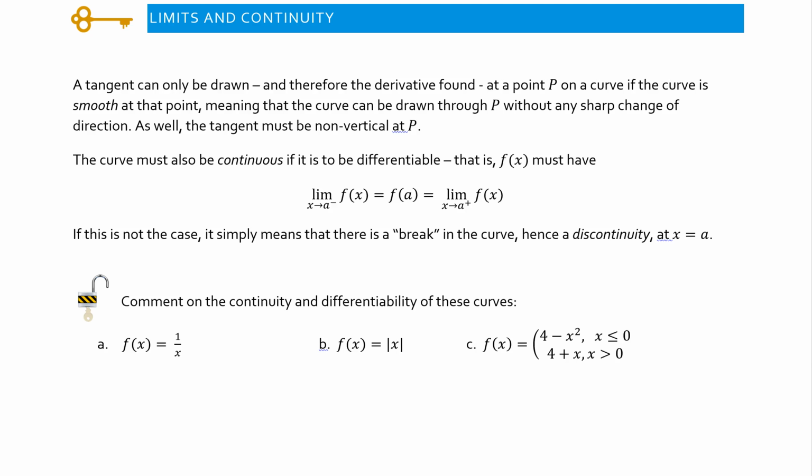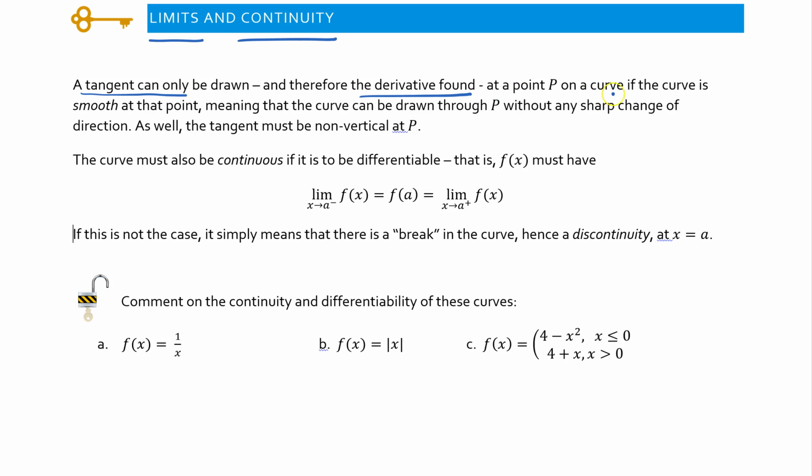Hello mathematicians, we're now going to have a little look at limits and continuity. So two separate issues, but both of them are important in terms of whether or not we can actually find a derivative. And finding a derivative we know is essentially the same thing as whether or not a tangent can be drawn, although it's a little bit more than that.